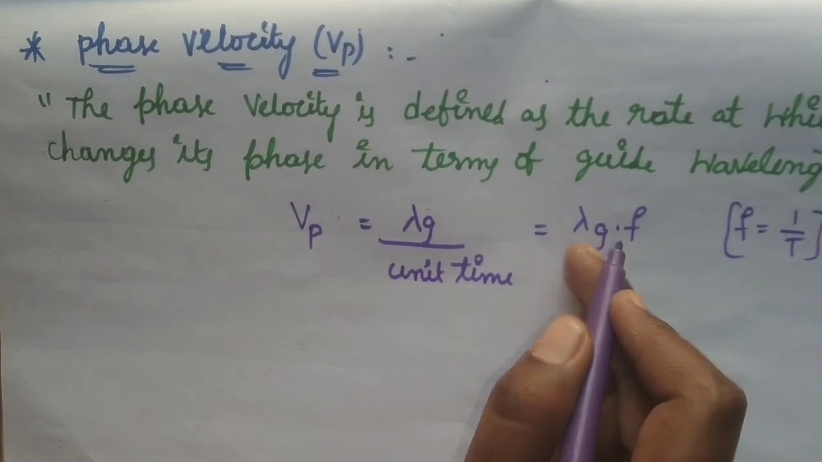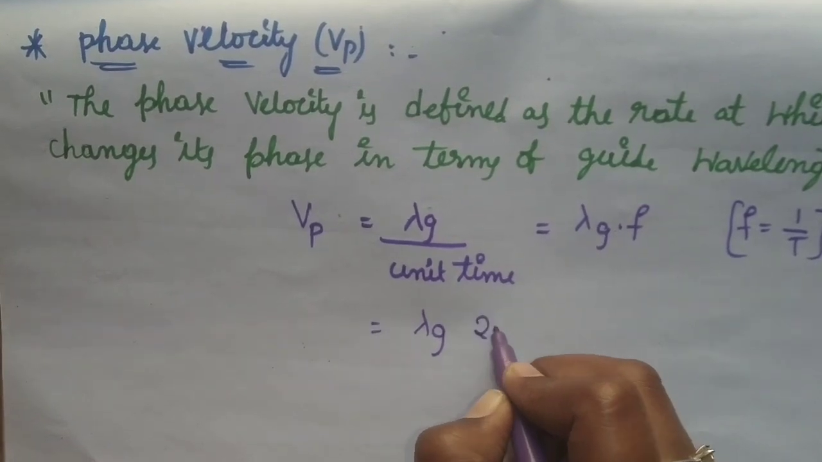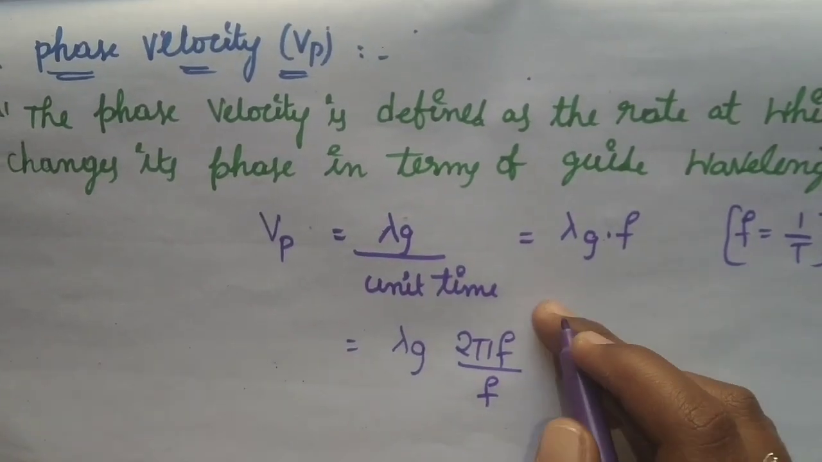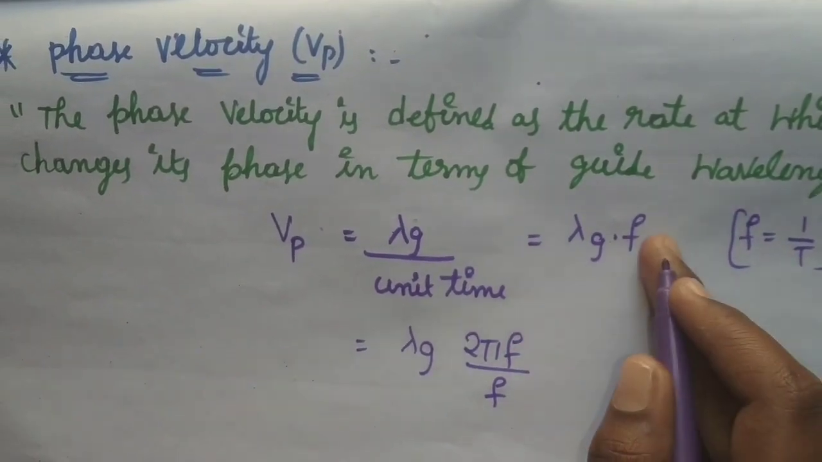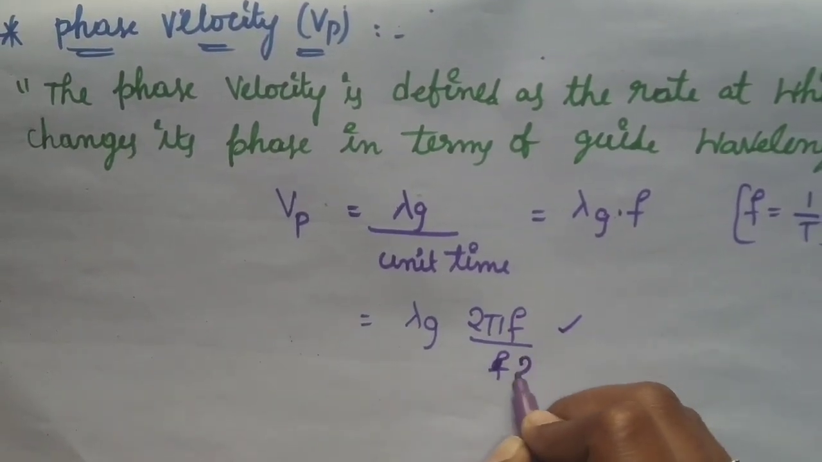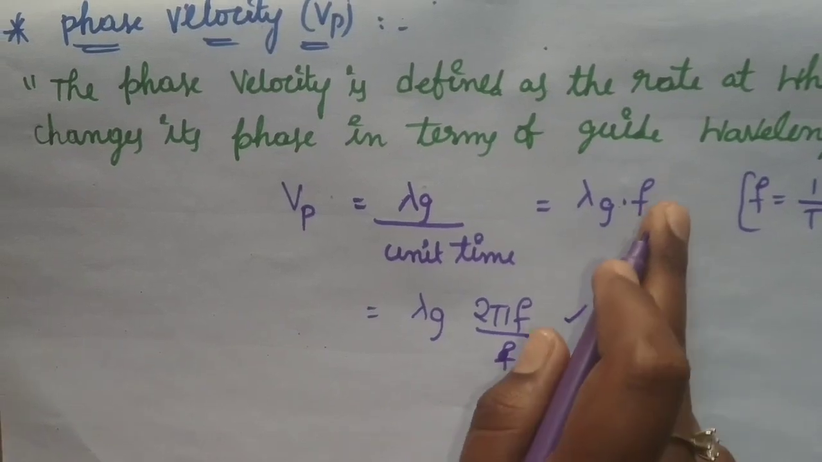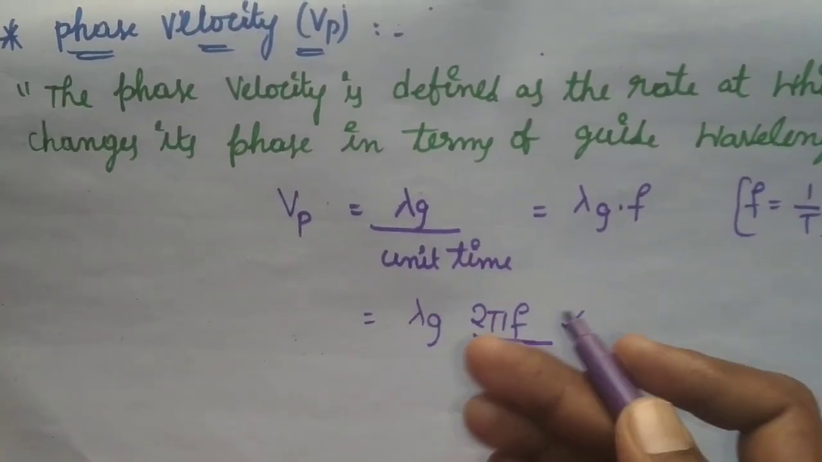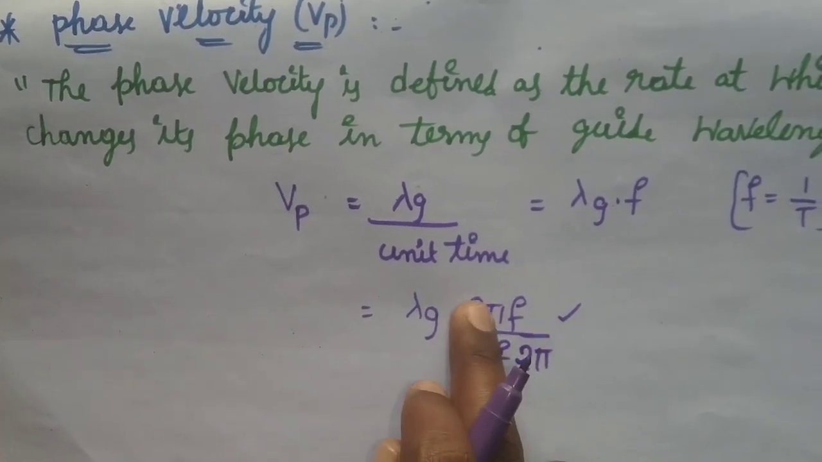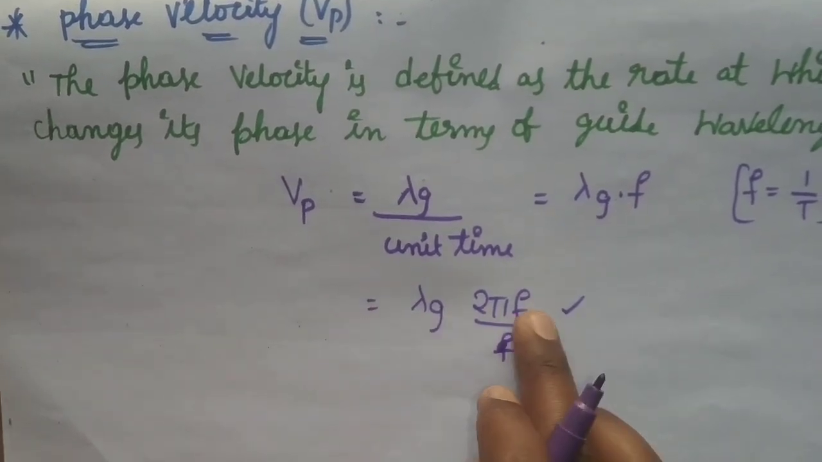Now we will write that lambda g into 2 pi f by 2 pi. Here the 2 pi cancels and f remains. That's why we simply modified it: we add and divide by 2 pi. So 2 pi f by 2 pi is nothing but f. So here Vp is equal to lambda g into 2 pi f by 2 pi.